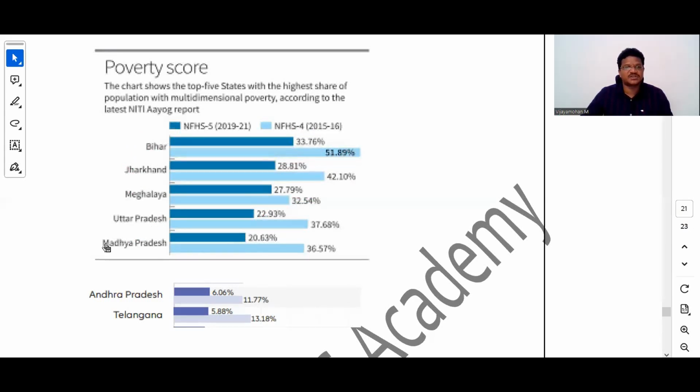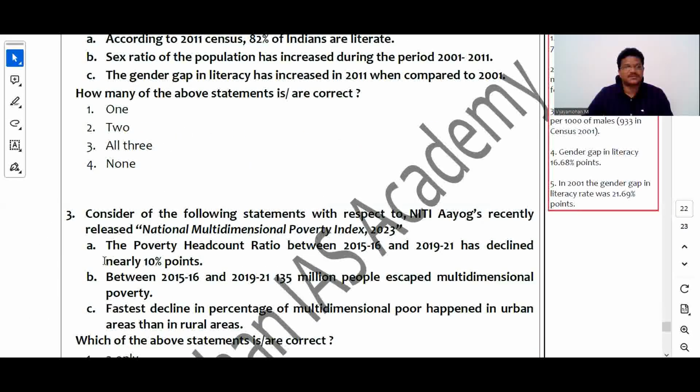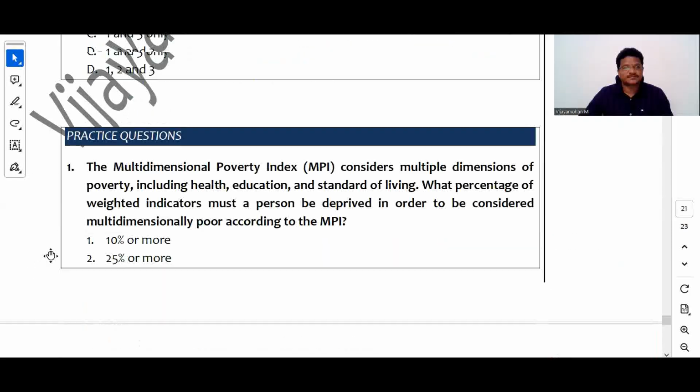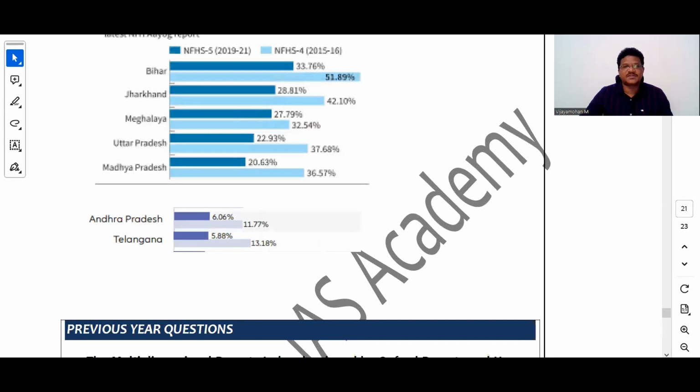And what is the situation of Andhra Pradesh and Telangana? So Andhra Pradesh has 6.06 percentage of people under MPI, the multidimensional poverty index, and Telangana has 5.88% of its population under multidimensional poverty, right? So Telangana performed well when compared to Andhra Pradesh. Idi kuda okasari very good.